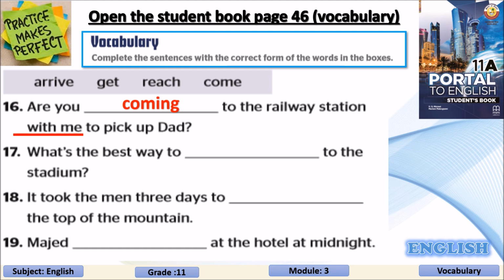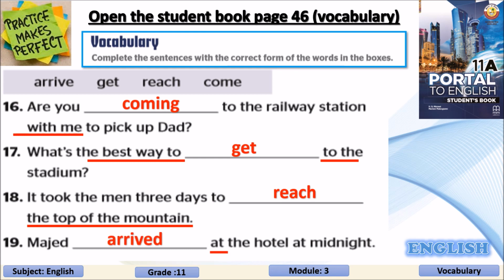Number 17, what's the best way to the stadium? We have the preposition to, so the verb is get to. Number 18, it took the man 3 days to the top of the mountain. The top of the mountain, there is no preposition, so the best verb is reach. And arrived at the hotel at midnight, at, so arrived at.